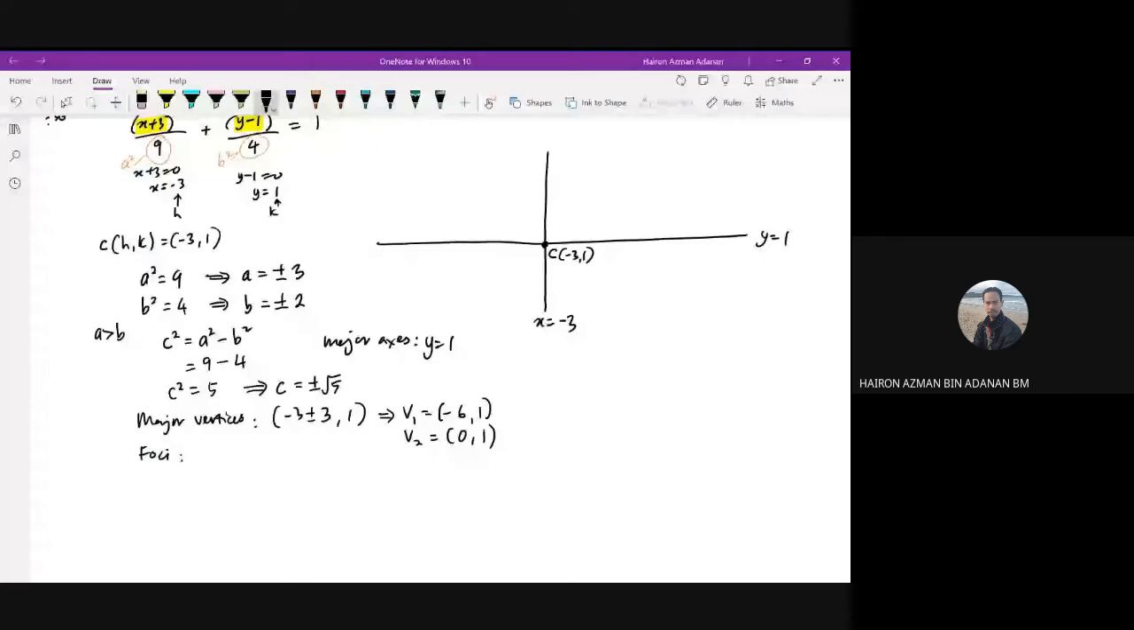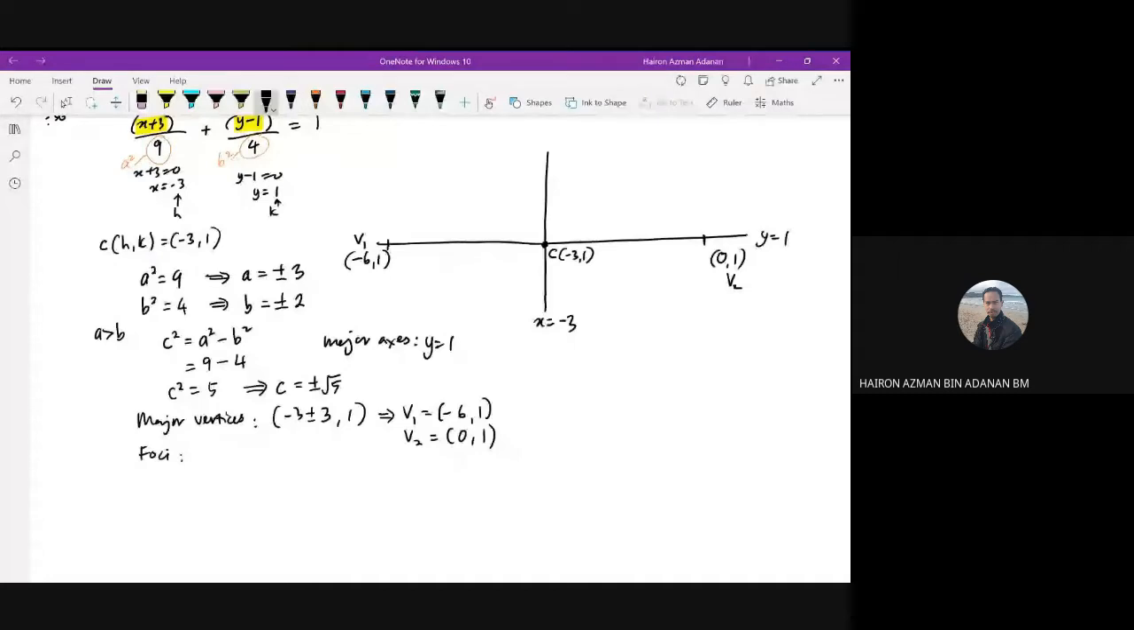So I mark here. This is your major vertex, 0, 1. And here, negative 6, 1. This is your first vertex and this is your second vertex. So in your exam, just give the major vertices only.